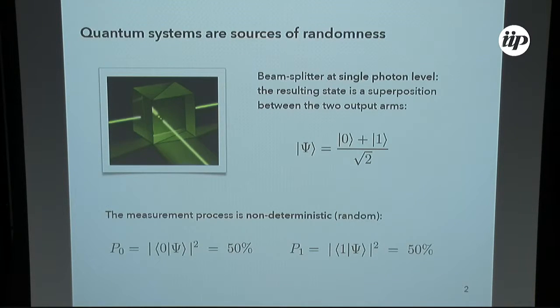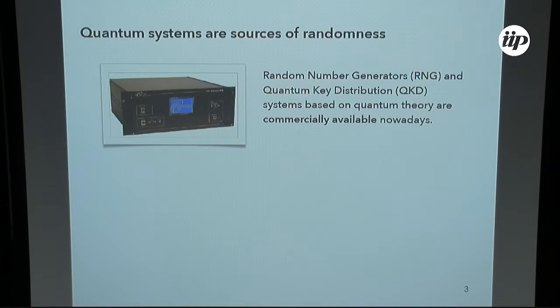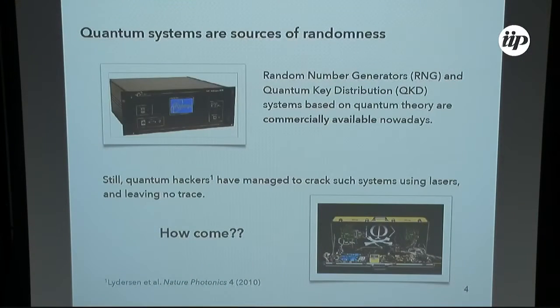So actually, based on these simple ideas, there have been commercial enterprises which have developed quantum random number generators and also quantum key distribution schemes, for example, based on such quantum information tasks, okay? And you can actually go and buy one of these black boxes which produce quantum random numbers, for instance. But then it turns out that a few years ago, a certain group of people called quantum hackers managed to actually break such systems, right? Using classical resources and without leaving a trace, actually.